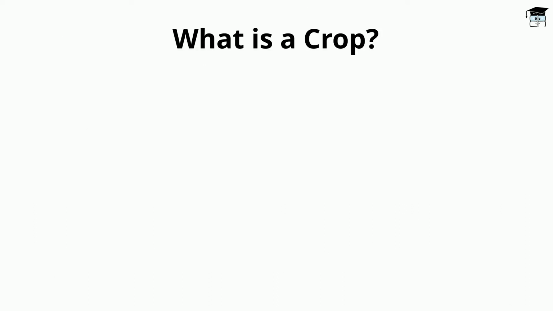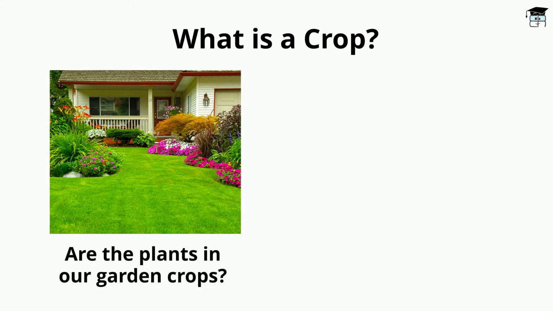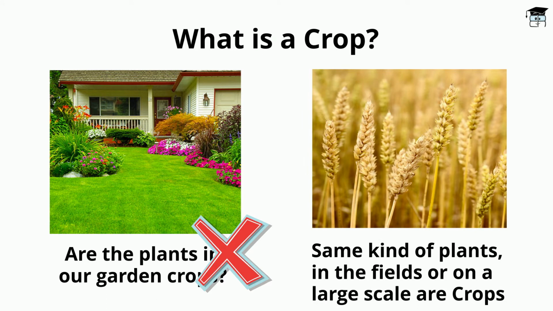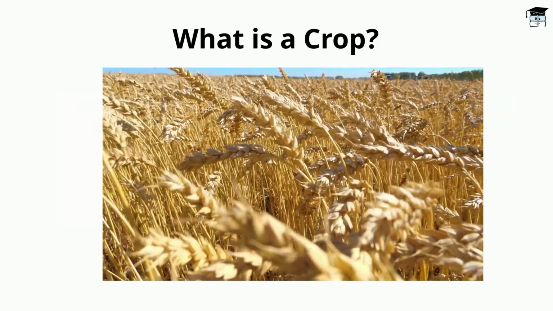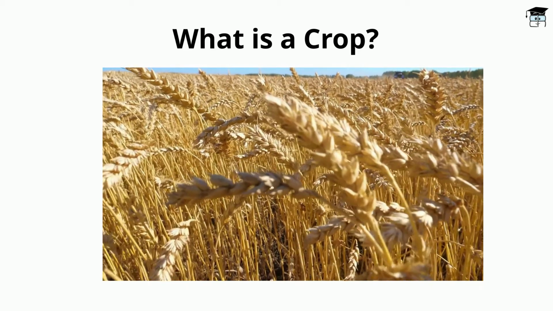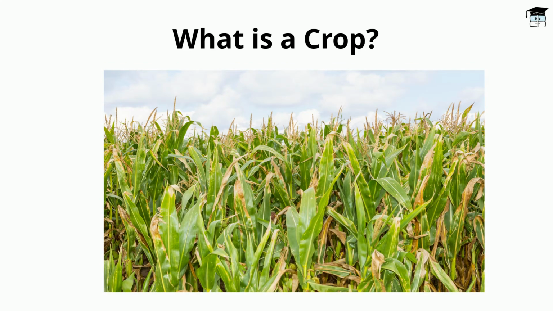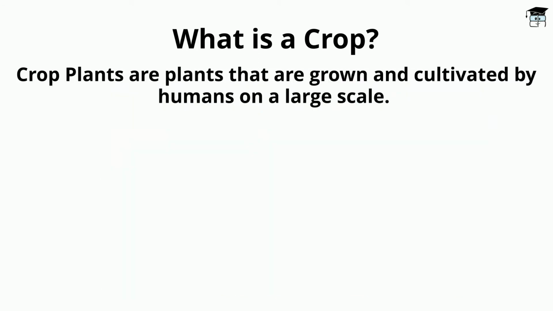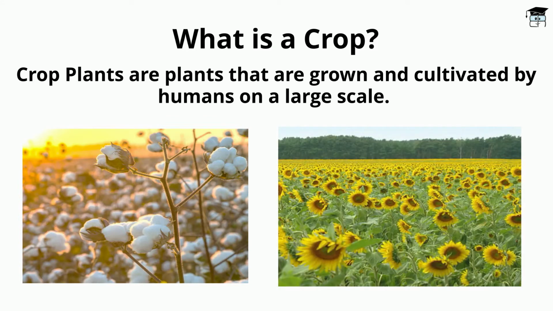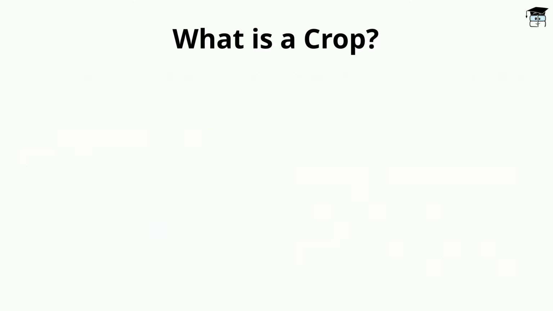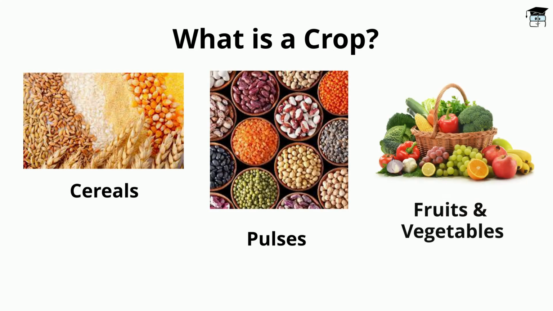What is a crop? Are the plants in our garden crops? No. Because a crop is when the same kind of plants are grown in the fields or on a large scale. Have you ever seen a wheat field while traveling by road or train? Or a field of any vegetable? These all are examples of crops. So, crop plants are plants that are grown and cultivated by humans for food and for other purposes on a large scale. Some examples of crops are cereals, pulses, vegetables and fruits.